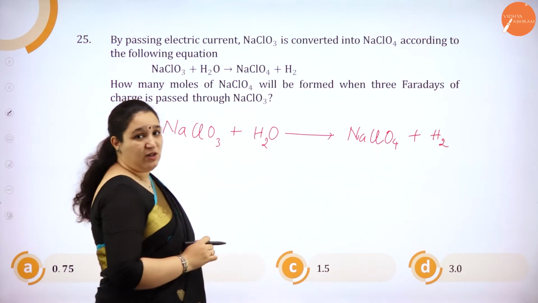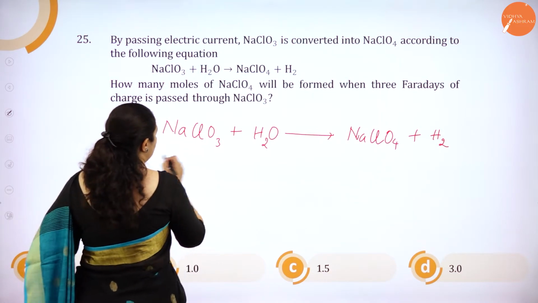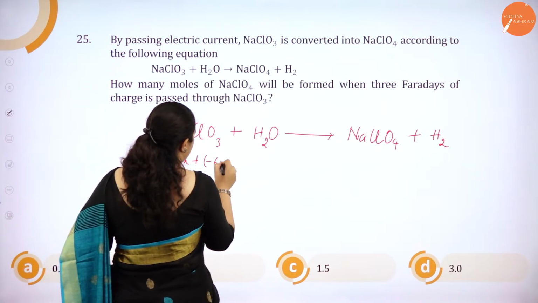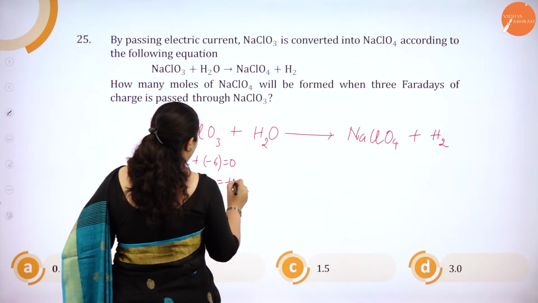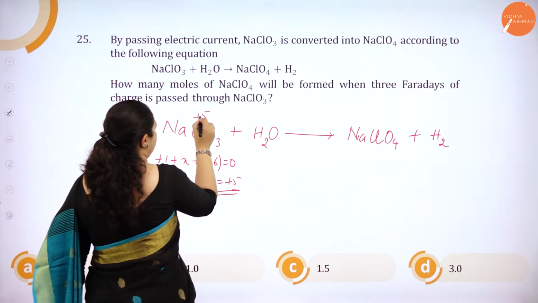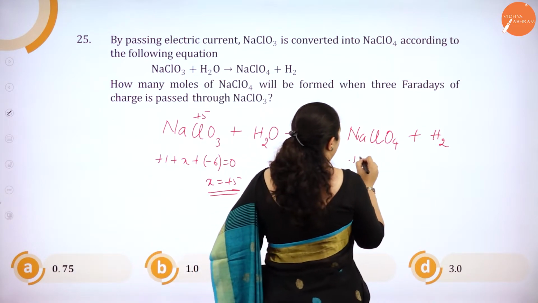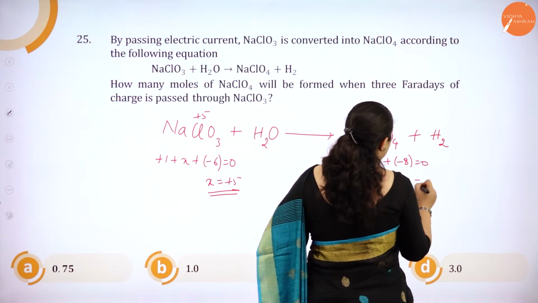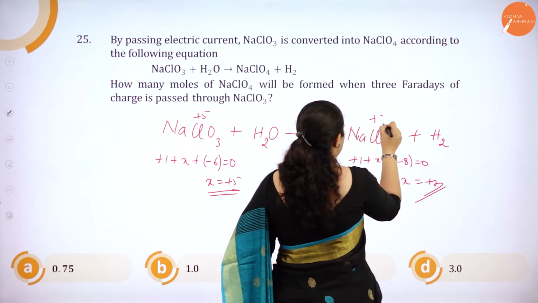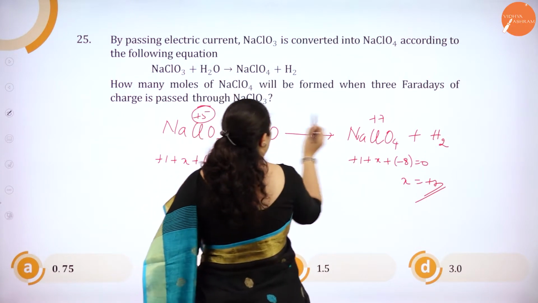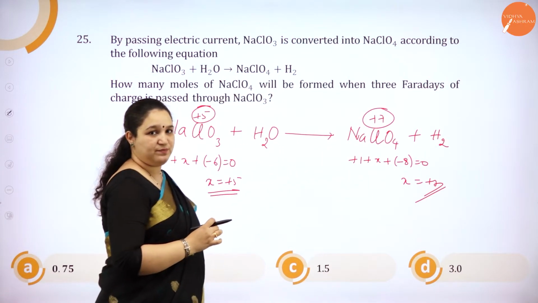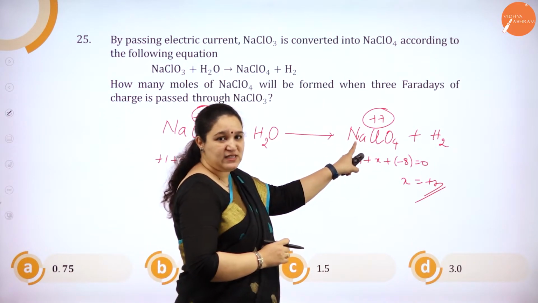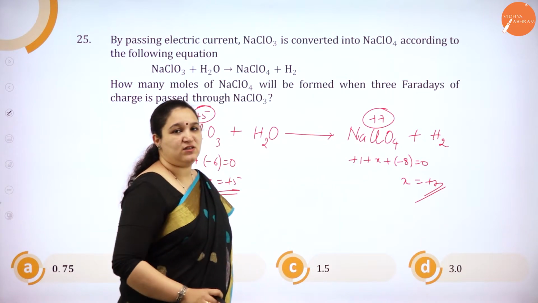First, I told you we will calculate the oxidation number. So the oxidation number is +1 + x + (-6) = 0, so x is equal to +5. And here it is +1 + x + (-8) = 0, so x is equal to +7. So this is +7. The oxidation number is changing by how many units? By 2 units. That means to produce 1 mole of NaClO4, 2 Faraday charge was required.